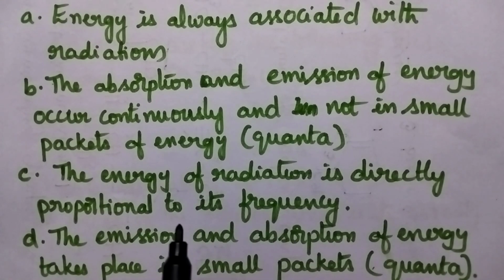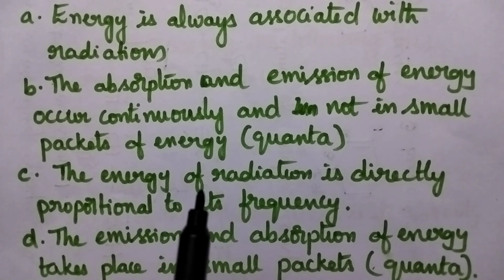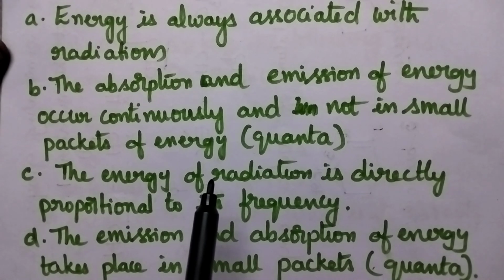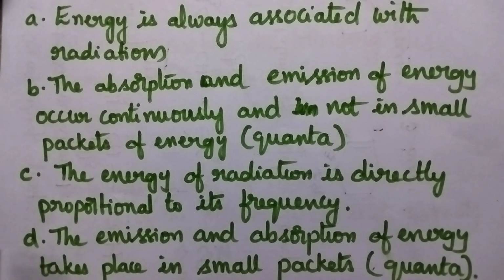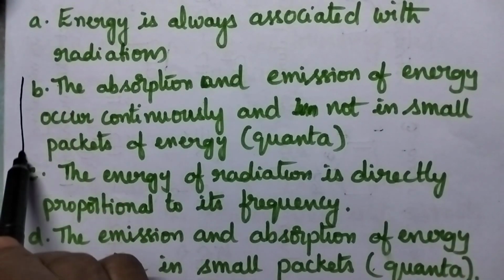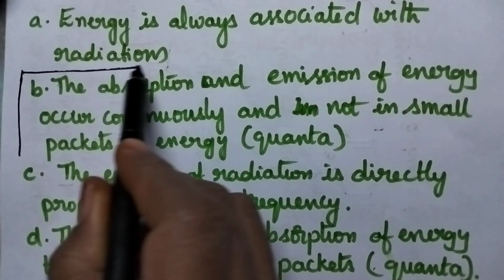So, according to Planck's theory, options A, C and D are correct. The absorption and emission of energy occur continuously, not in small packets of energy. That is not according to Planck's theory. So, here option B is the right answer.